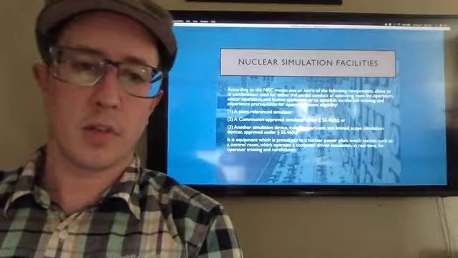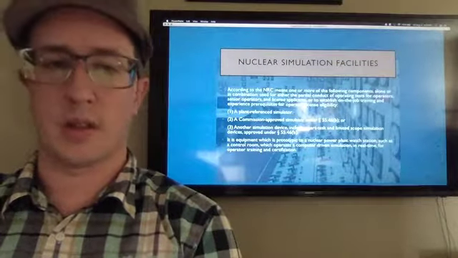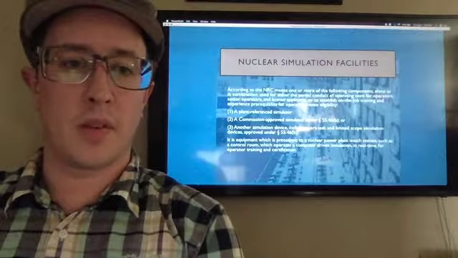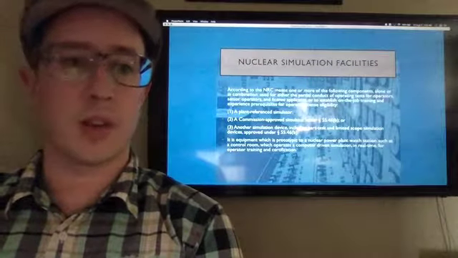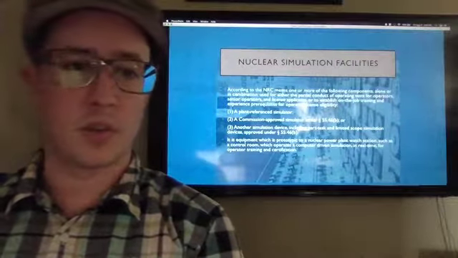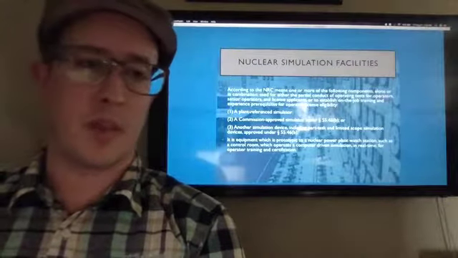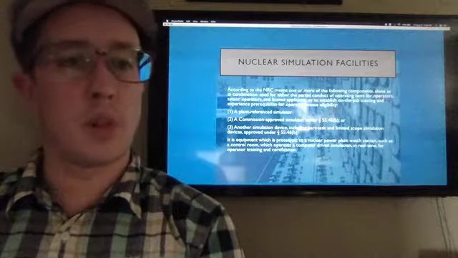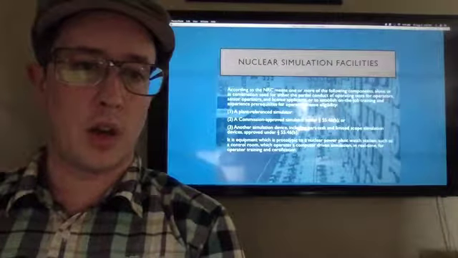A nuclear simulation facility, according to the NRC, is one that is prototypic of the plant that the operator will be training on. What I mean by that is it's representative of the equipment that they will see when they are training.